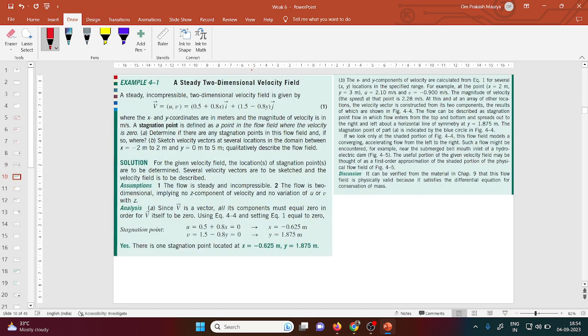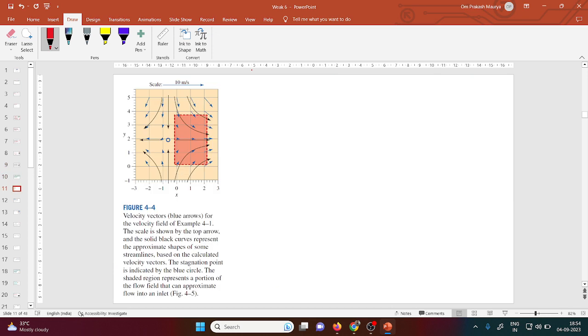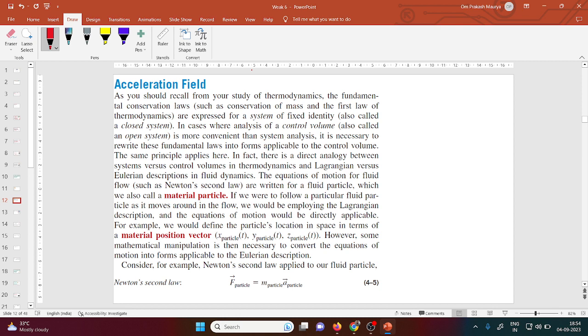Now moving on from this concept, and one example is there, and after that we'll move on to the next. I think the battery is low.